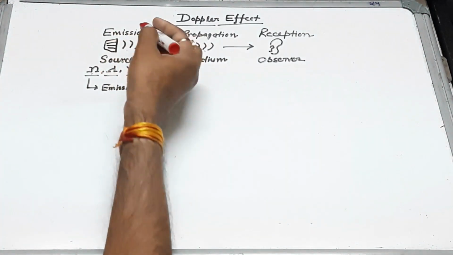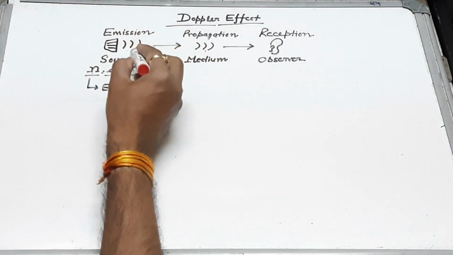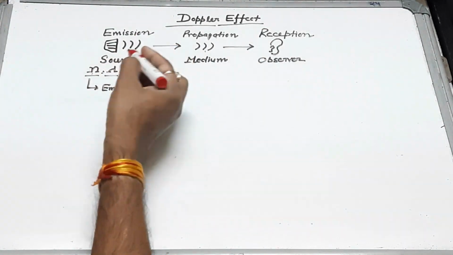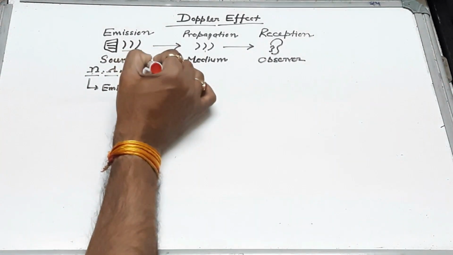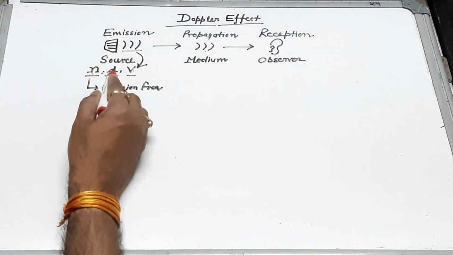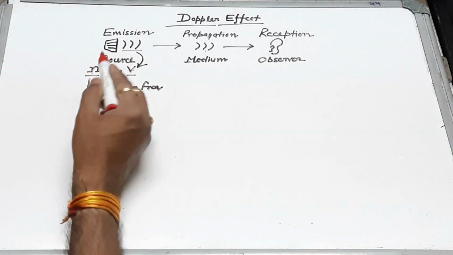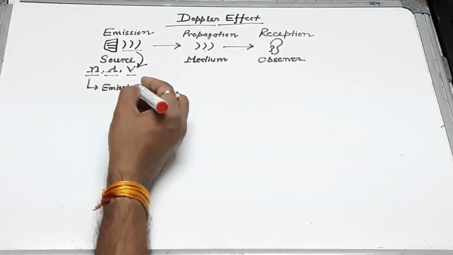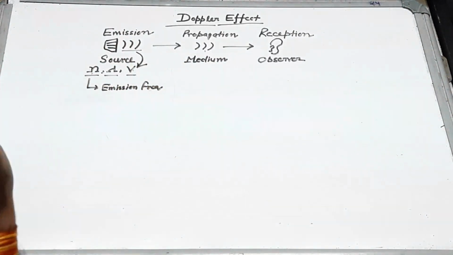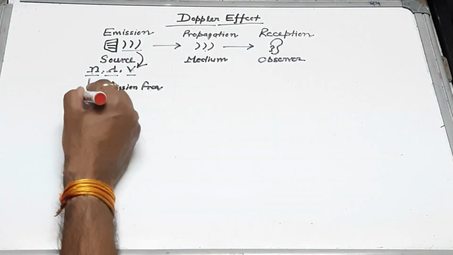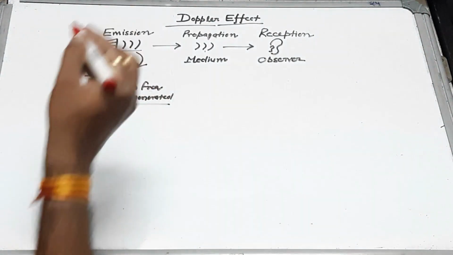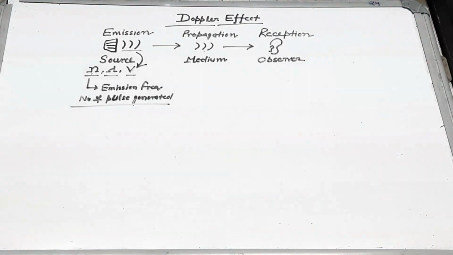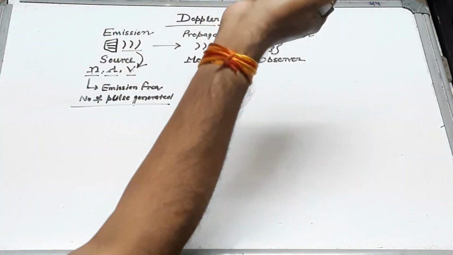Now come to the emission point. At the emission point, or at the source, the sound wave emitted has three parameters which characterize it. First is n, second is lambda, third is v. What is n? n is the emission frequency. What is emission frequency? Emission frequency means the number of pulses generated per second. So it is a source property, meaning frequency is decided by the source. It will decide how many pulses it will generate in the medium.